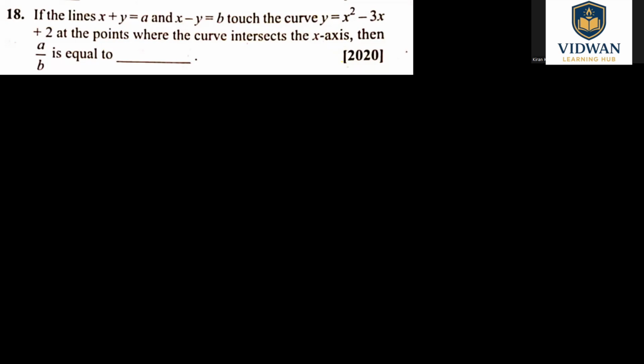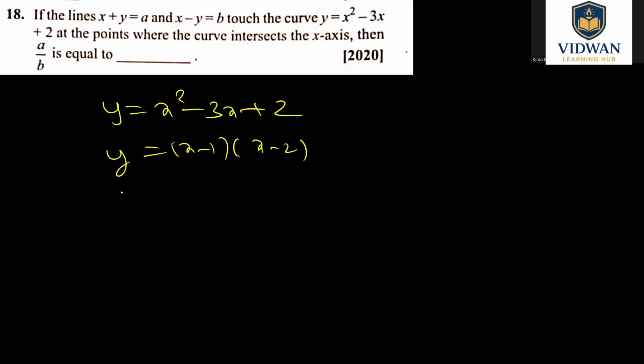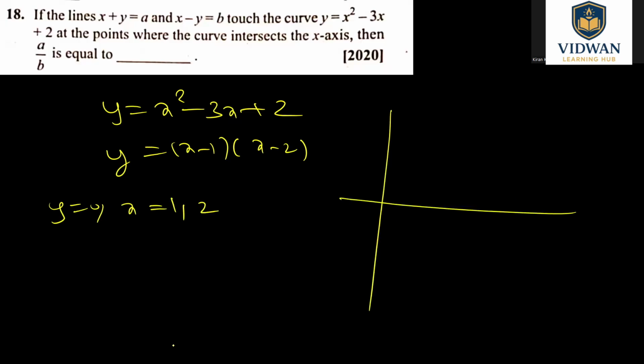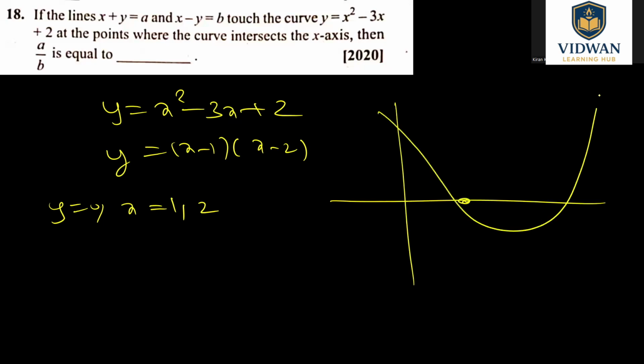So these lines touch the curve at the points where it intersects the x-axis. It's a parabola actually. If you factorize this, you get x minus 1 into x minus 2. So clearly, where will it intersect the x-axis? When y is 0. If you put y as 0, you'll get x as 1 and 2. That means this parabola will intersect the x-axis at 1 and 2. It should be something like this, because when you put x as 0, y is 2. So it will cut the y-axis at 0, 2, and it is cutting the x-axis at 1, 0 and 2, 0.